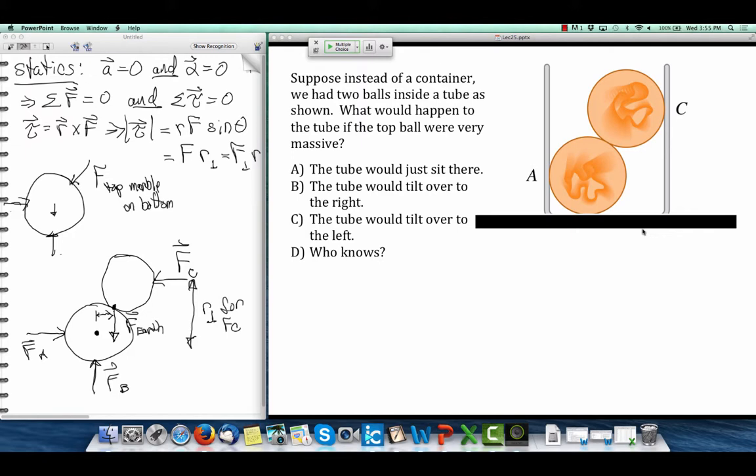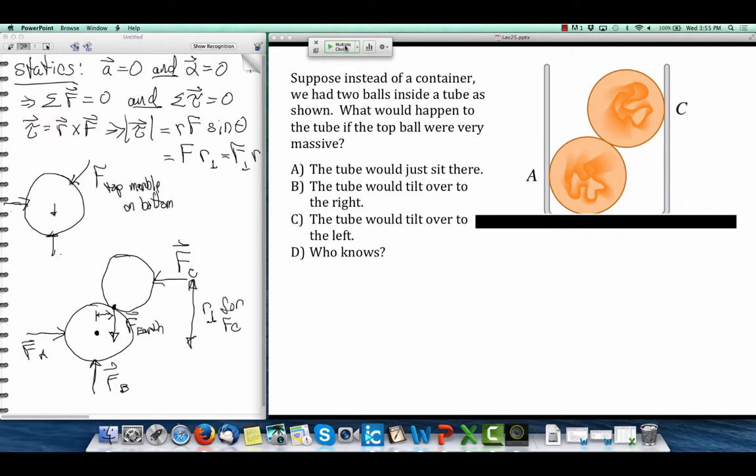And I want you to think about the question of the torques and the forces of these. Think about this situation. Think about forces on this thing right here. And tell me if the tube is just going to sit there. Is the tube just going to sit there? Is it going to tilt over to the right? Is it going to tilt to the left? Or who knows? I'll remind you I'm putting the big heavy steel one up on the top here.